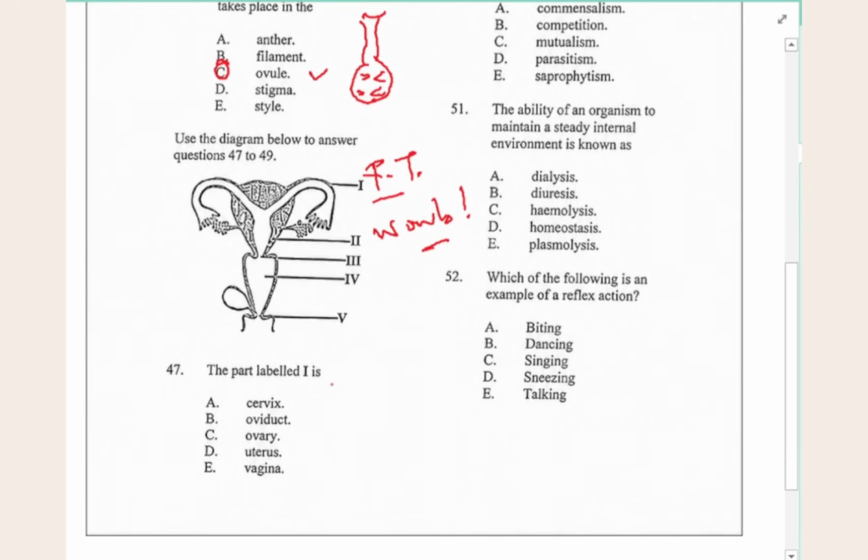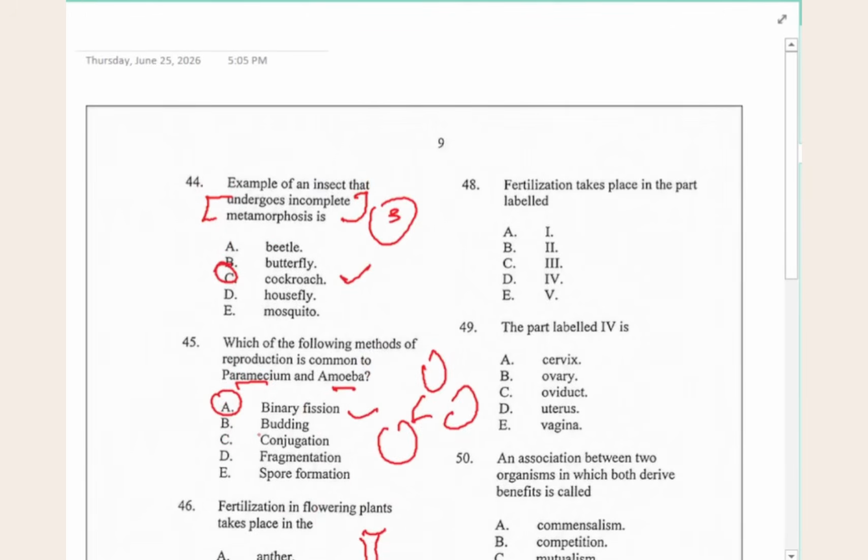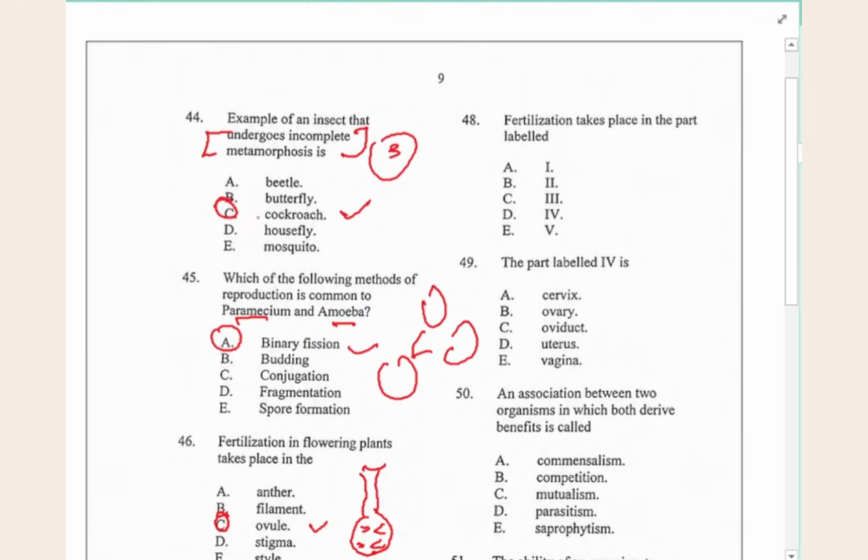So the part labeled I is obviously the oviduct, or your what? Fallopian tube. So you call it oviduct, or you call it your fallopian tube, and that's where fertilization takes place. So that's even the next question here. Fertilization takes place in the part labeled I, okay, that is your fallopian tube. Okay, so take note of that.